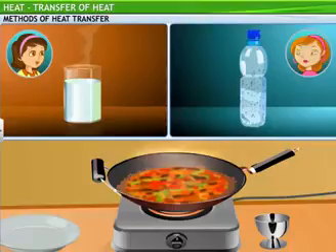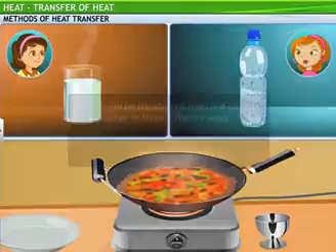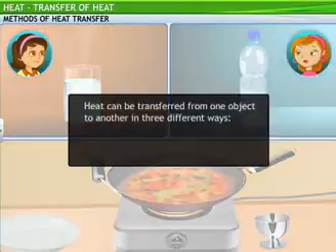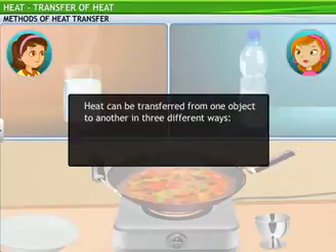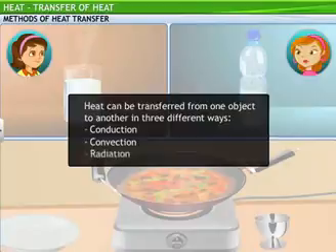So, heat is getting transferred in all the cases that we spoke about. That's right. However, the mode of transfer of heat in each of these cases is not the same. Really? What's the difference? Well, actually, there are 3 modes in which heat can be transferred from one object to another. They are conduction, convection, and radiation. Oh, what are these modes? I'll explain the methods one by one.